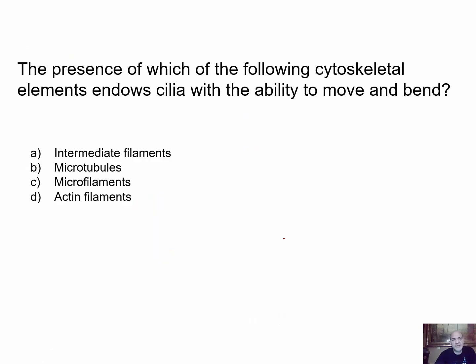So, looking at a question here regarding what we covered: the presence of which of the following cytoskeletal elements gives cilia the ability to move and bend? Is it A, intermediate filaments? Is it B, microtubules? C, microfilaments? Or D, actin filaments?